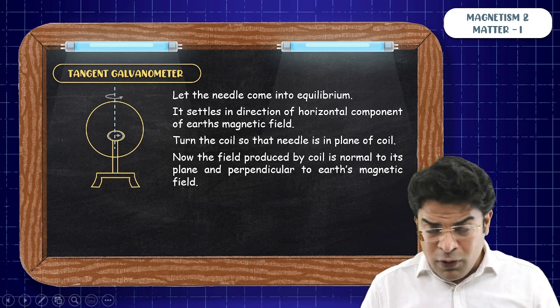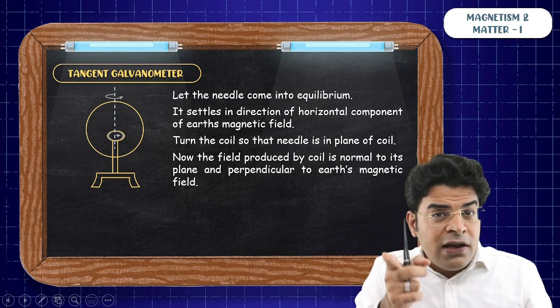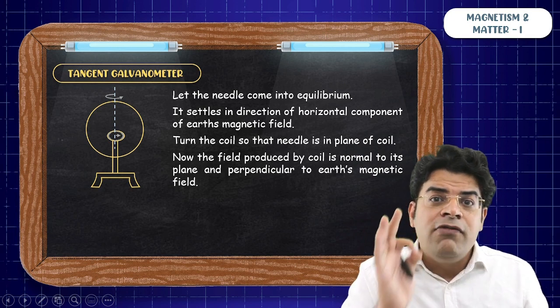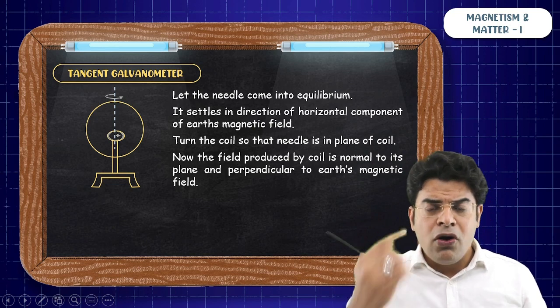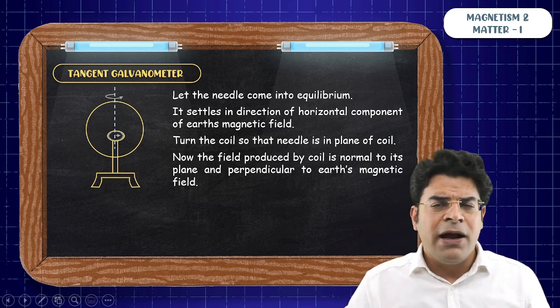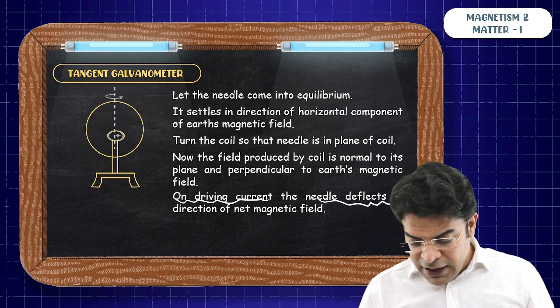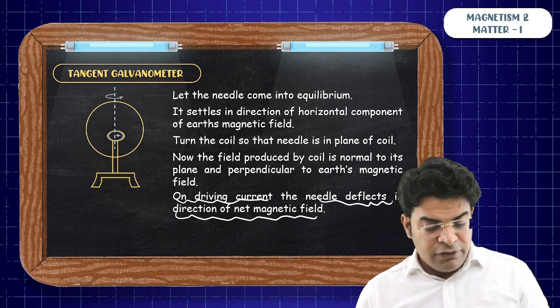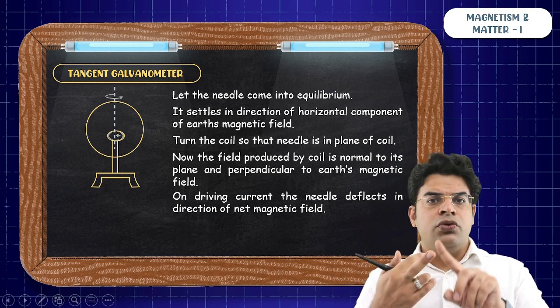Now we know that once the coil produces a magnetic field of its own, the needle will budge, and now the needle will point in the direction of the net magnetic field. Why? Because a freely suspended needle points in the direction of the net magnetic field. So on driving current, the needle deflects in the direction of the net magnetic field. Net magnetic field because of what? Both due to Earth as well as due to the coil.